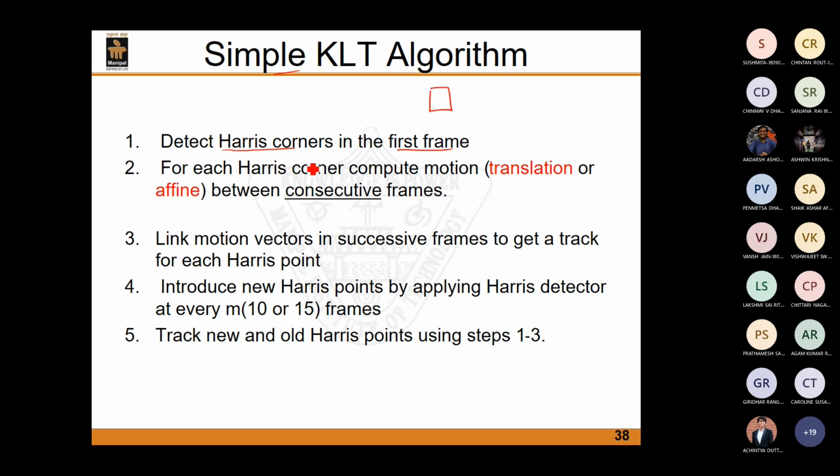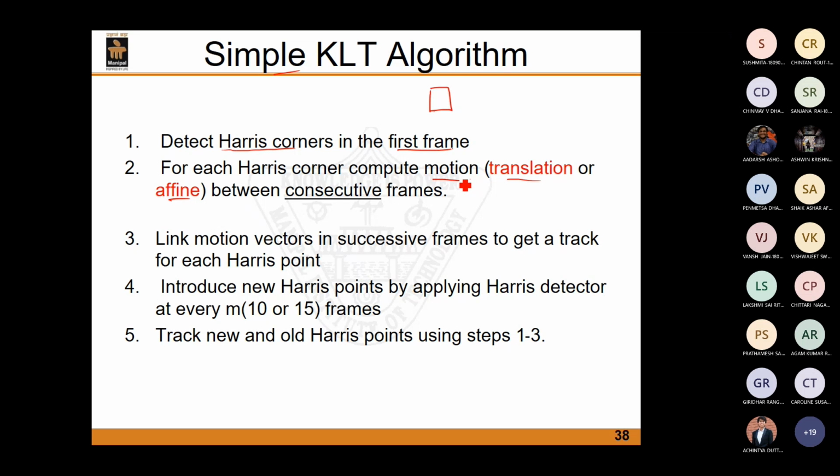Now we can calculate the motion of that particular object, or of the particular corner points. It can be a translation motion. It can be a Euclidean motion, which you can also call a rigid motion, where it can be translation as well as rotation, or it can be an affine motion. So the motion can be any kind of transformation: translation, rigid, affine, projective, and so on.